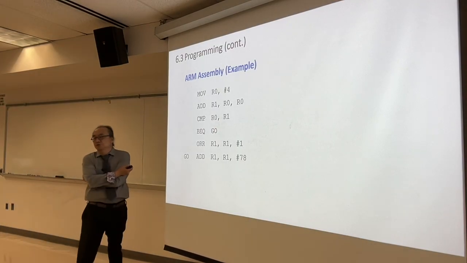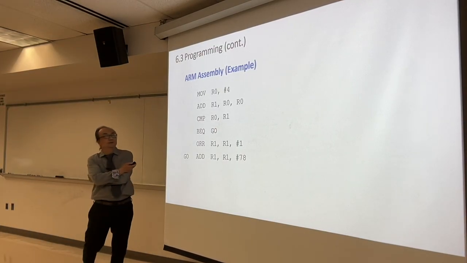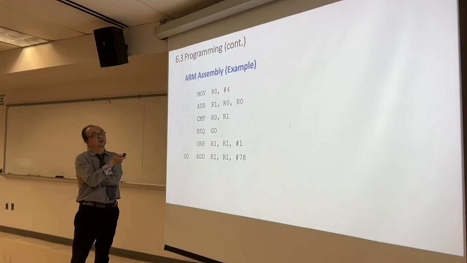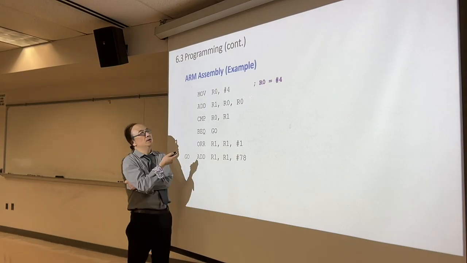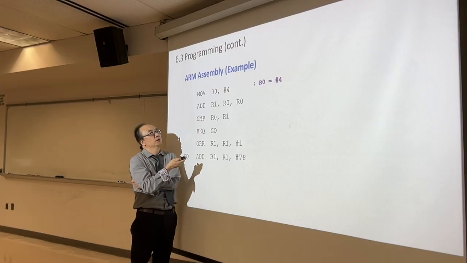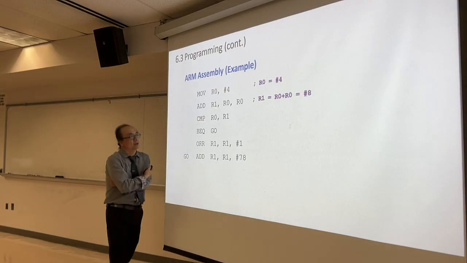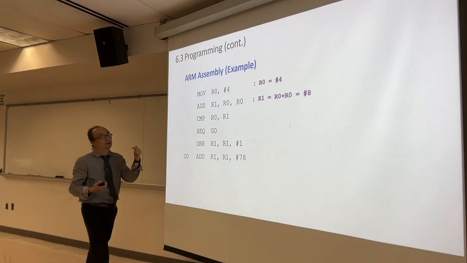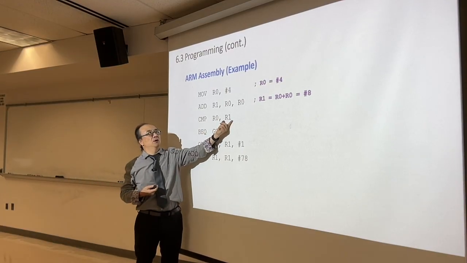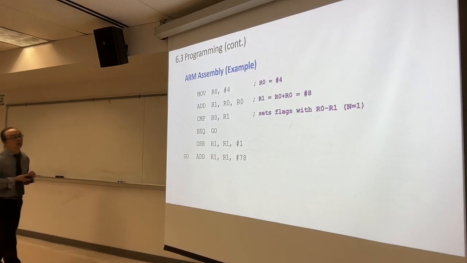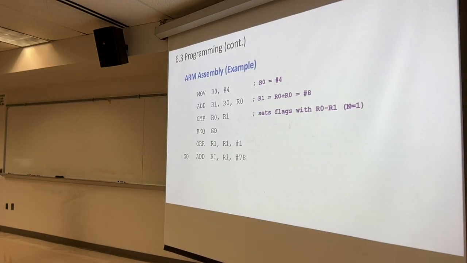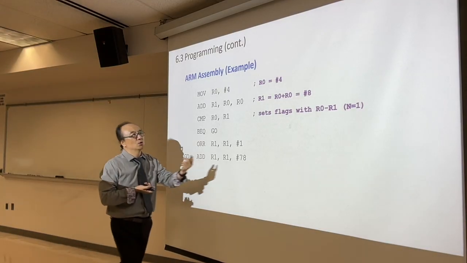Copy this down. So let's go through instruction by instruction. So we're going to move decimal number 4 into R0. After we execute this, R0 is going to be 4. And then we're going to add R0 plus R0 and put it back to R1. So now after this, R1 is going to be 8. Now compare R0 and R1. So what do we do here? Exactly. We're going to subtract. So R0 minus R1 is a negative. So we know it is a negative, and the flag N equals 1.